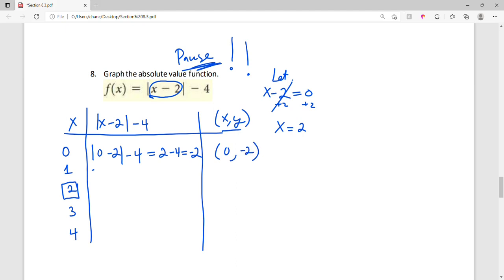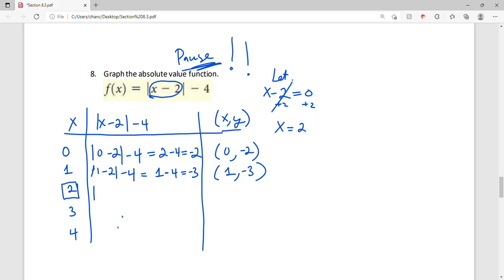For the second one, we'll plug in a 1. 1 minus 2 is negative 1. The absolute value of negative 1 is positive 1. So this is 1 minus 4, which is negative 3. Our second point, 1 comma negative 3.